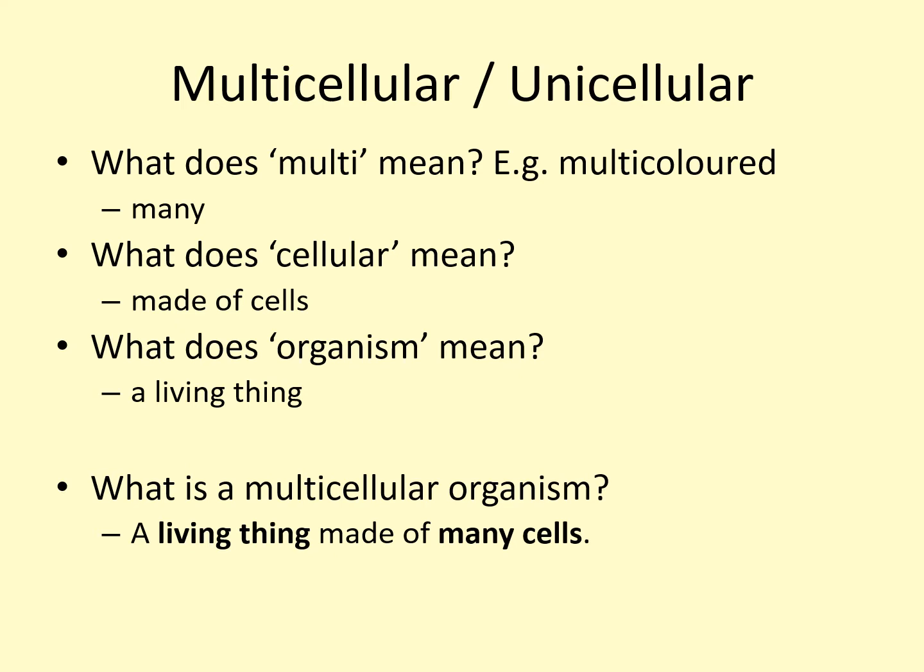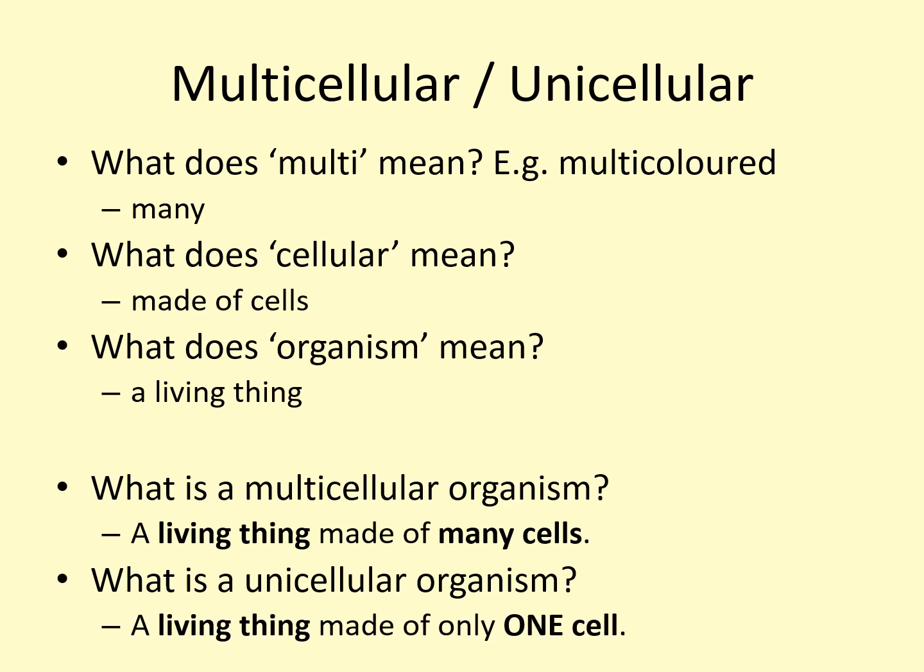So plants and animals are multicellular organisms. Human beings are multicellular organisms. The lotus flower from the first PowerPoint is a multicellular organism. Everything we've talked about so far is a multicellular organism, but there are also unicellular organisms. And what do you think one of those might be? Write down your ideas.